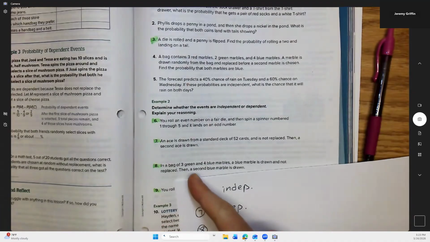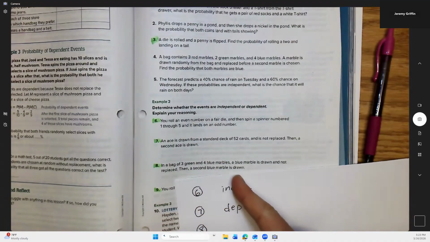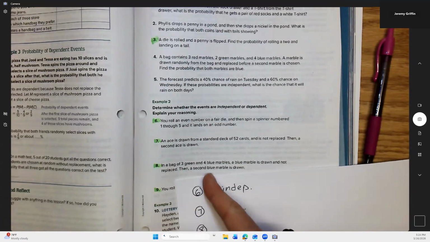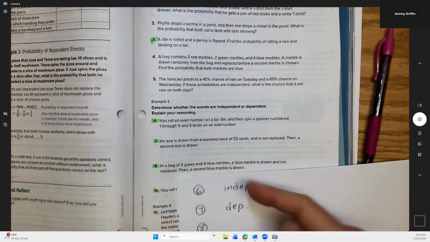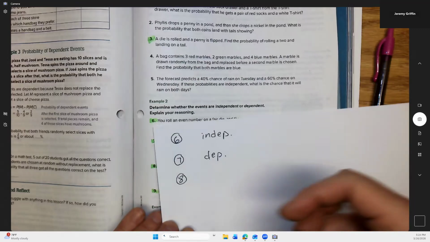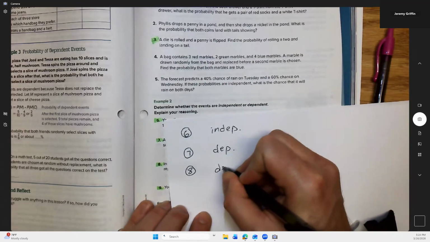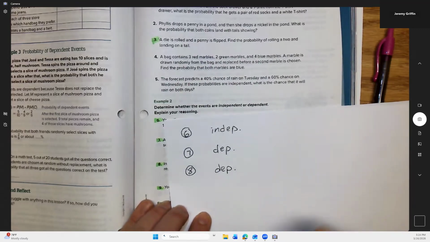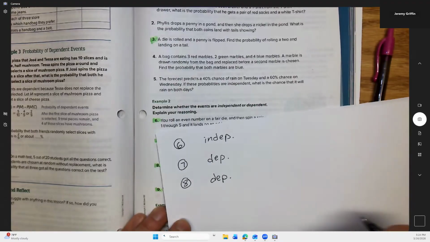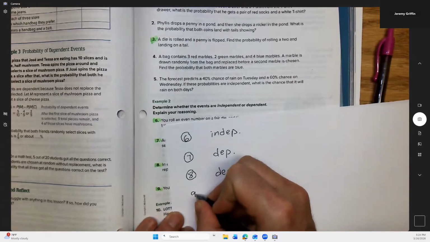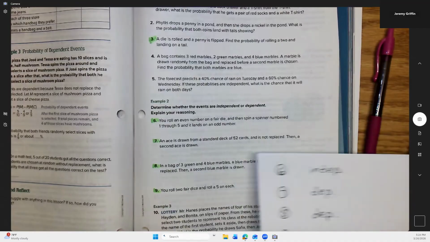Number 8, we've got a bag of 3 green and 4 blue marbles. A blue marble is drawn and not replaced. And the second blue marble is also drawn. Yeah, bags of marbles, you're not replacing them. The second marble you draw depends on the first you draw, because once you draw the first one, it can't be drawn again. The number of marbles changes the whole thing.